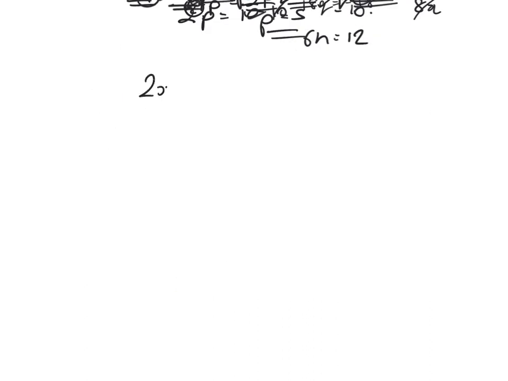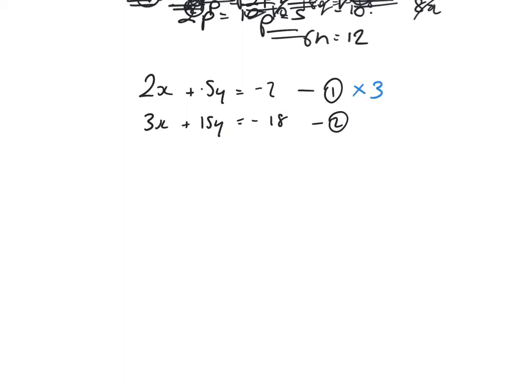This time let's go for 2x plus 5y equals minus 2, equation 1. 3x plus 15y equals minus 18, equation 2. Okay, so I'm going to look to get the 5y up to 15y. That's quite straightforward. Multiply by 3. If I multiply 5y by 3, I'll get 15y. So everything in equation 1 gets multiplied by 3.